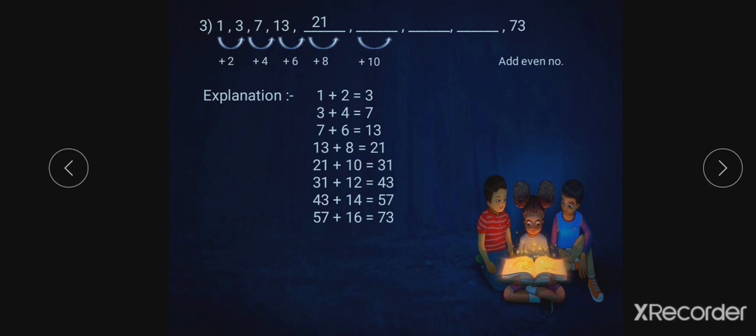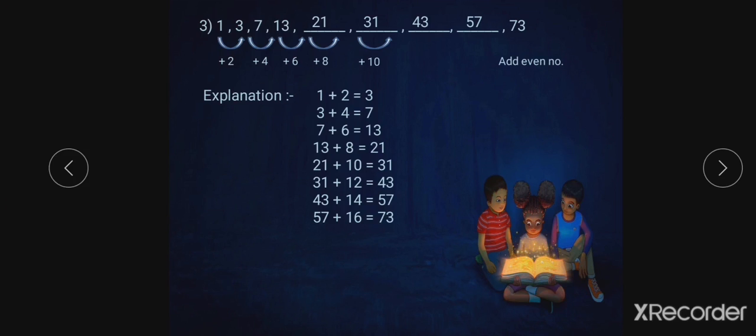So to 21, when we will add 10, the answer will come as 31. And to 31, when we will add 12, the answer will be 43. And to 43, when we will add 14, our next number will be 57. And to 57, when we will add 16 as the next even number, the answer will be 73.